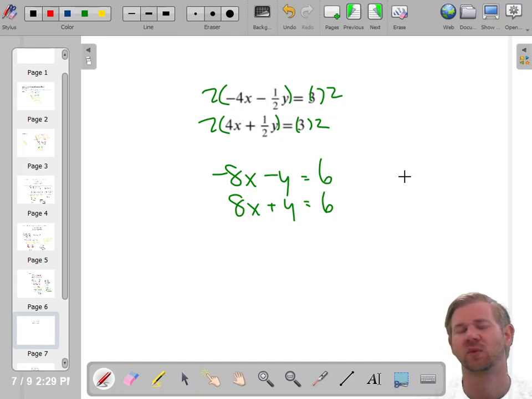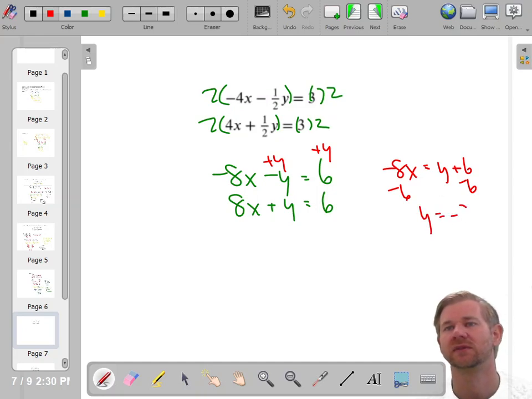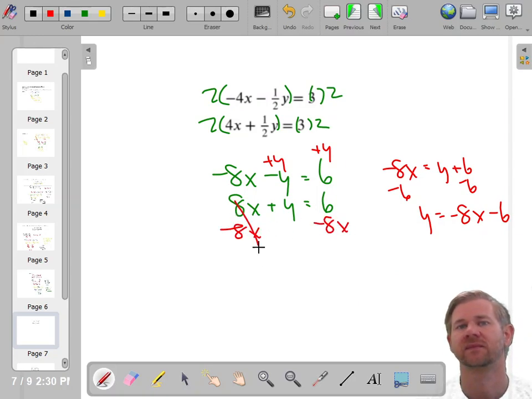So I didn't notice it here, but I kind of think these are going to be parallel. You know what? I'm going to solve for y in both of them. So I'm going to add y. So I have negative 8x equals y plus 6, and then subtract 6. y equals negative 8x minus 6. That's the first equation. And if you do the same thing here, y equals negative 8x plus 6.